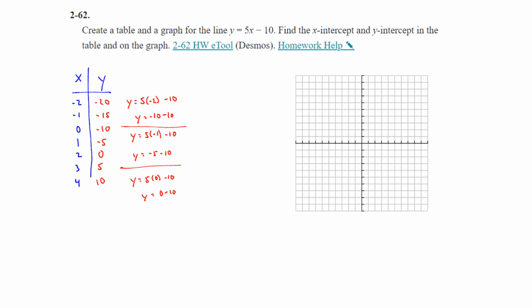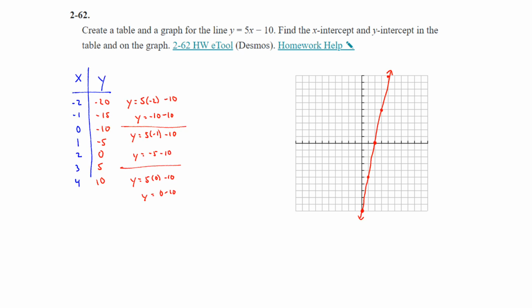And if we graph those points, we have 0, negative 10. I didn't graph the first two because they don't fit on the 10 by 10 coordinate plane that I have. 1, negative 5. 2, 0. So there's the x-intercept. 3, 5. And then 4, 10. So we can graph it. Make sure you use a straight edge.